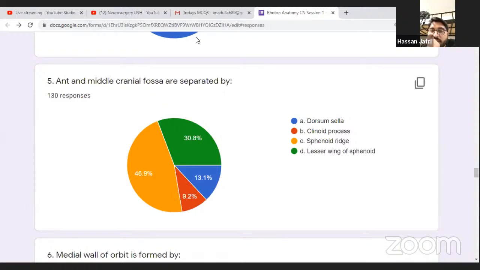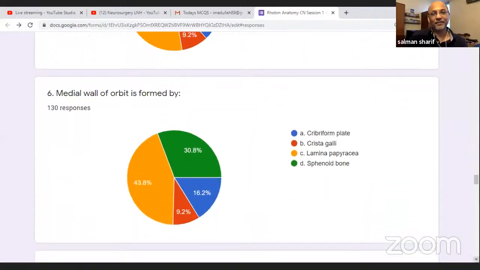Anterior and middle cranial fossa are separated by the dorsum sellae, clinoid process, sphenoid ridge, and lesser wing of sphenoid. So sphenoid ridge is the correct answer. 45% got it right. 46. Okay.